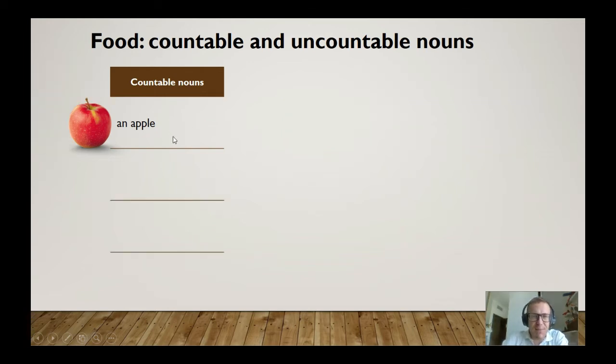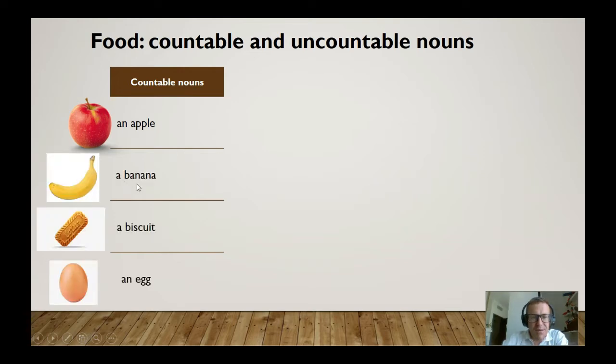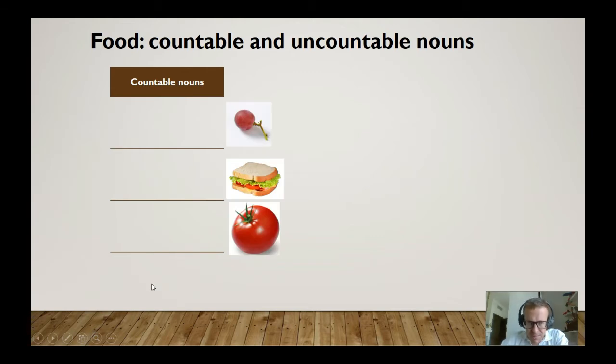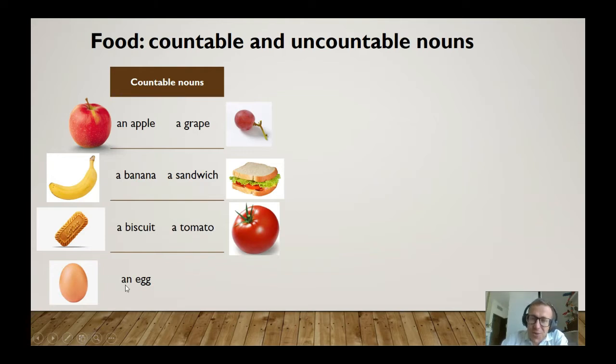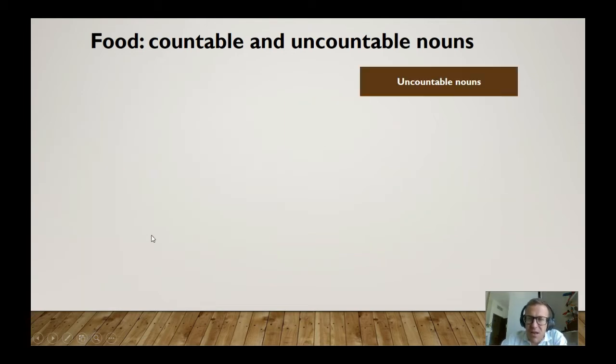So here are other examples of countable nouns. Banana, a biscuit, an egg. Some more. A grape, a sandwich, a tomato. So this was just a few examples. There's obviously many more. They're using food as the example, but try to remember the spellings of these. Biscuit is a difficult one because it has a U in it. It's a French word.